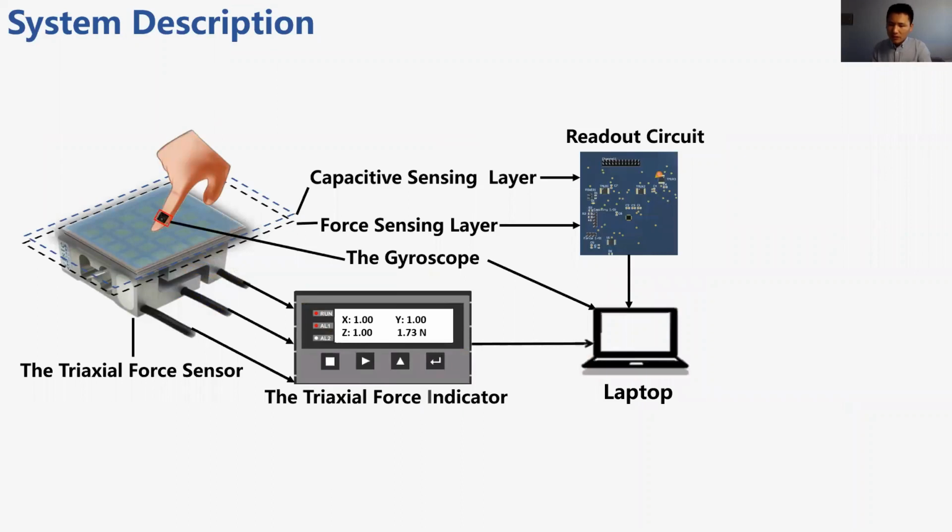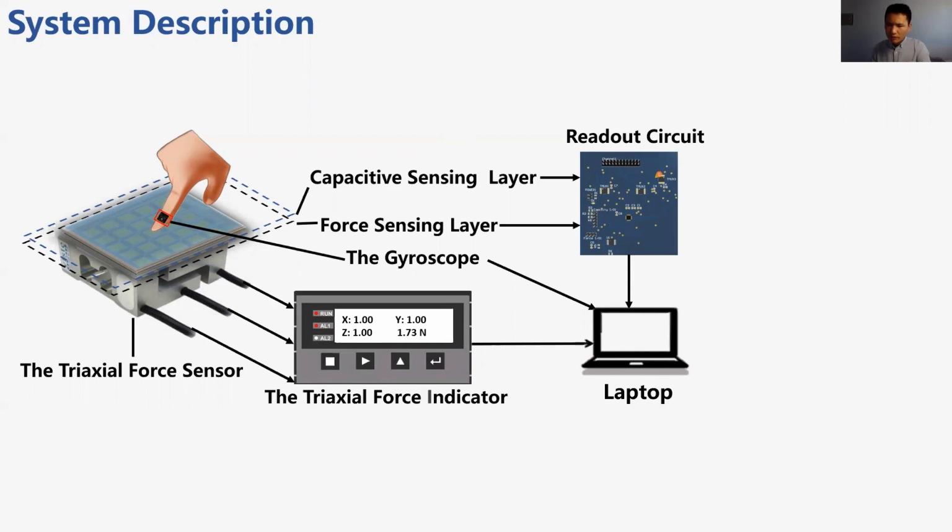Here is a schematic diagram of the system. There is a gyroscope on the finger to indicate the true touch orientation angle. The touch panel is placed on a triaxial force detector to indicate the real touch force. The information of capacitance detection and the force detection layer is read by the reading circuit to the upper computer.